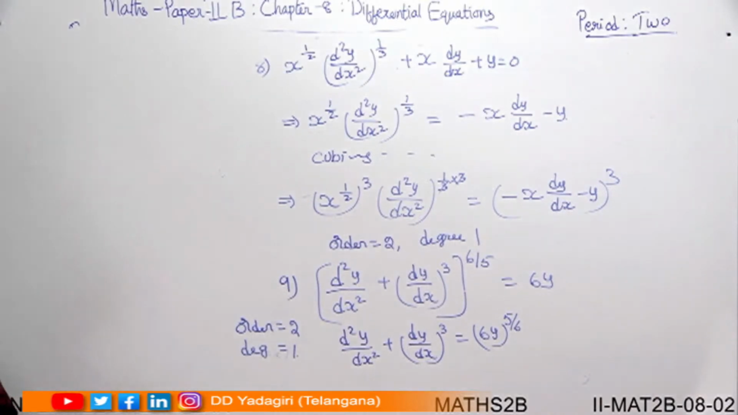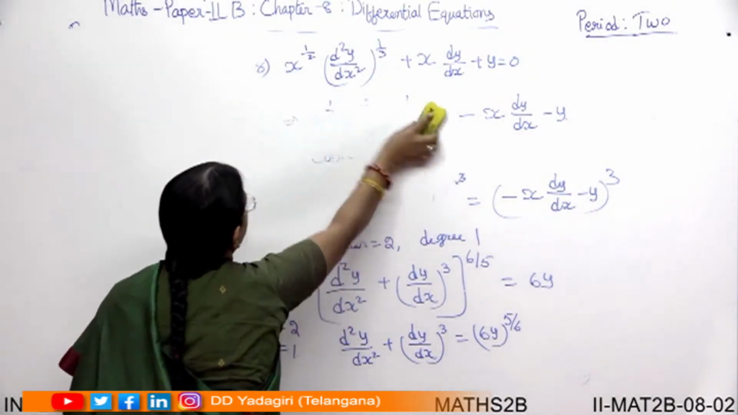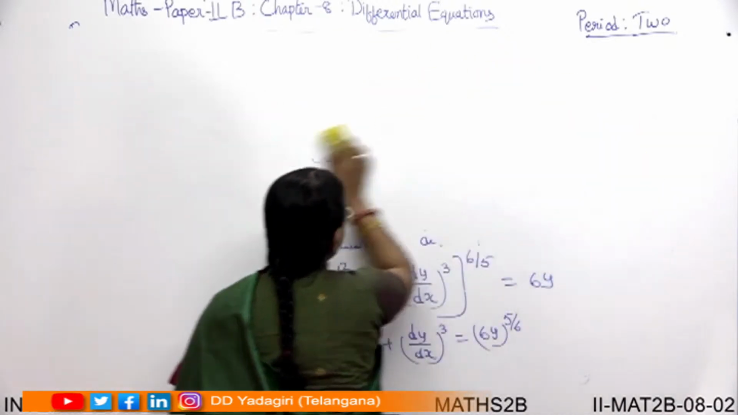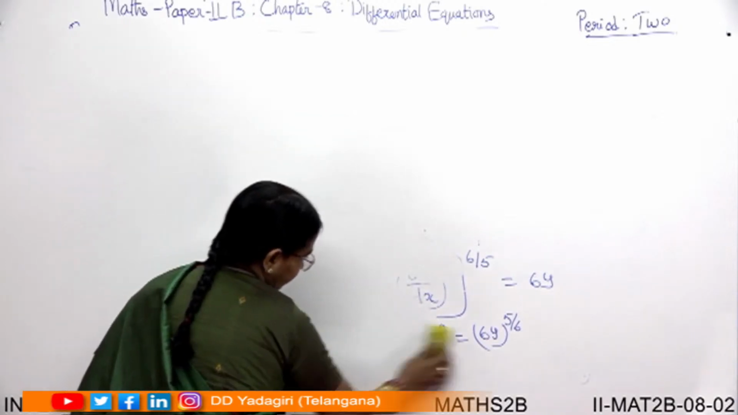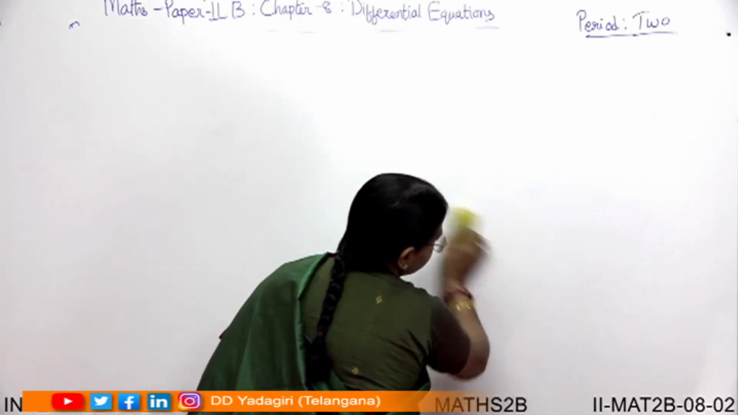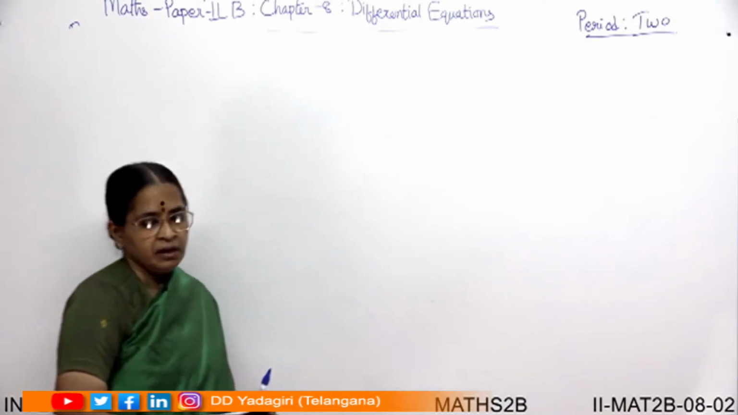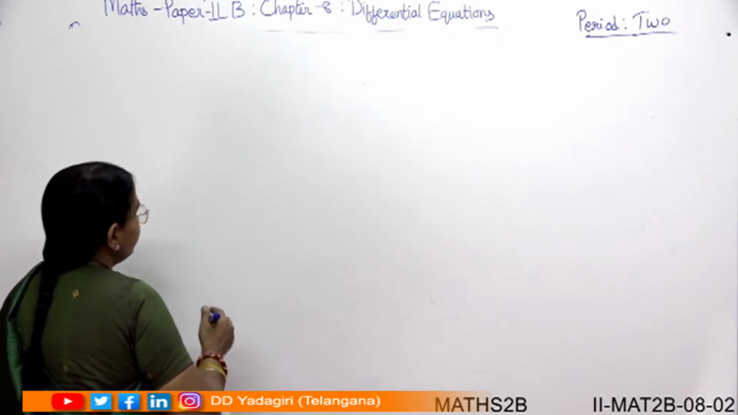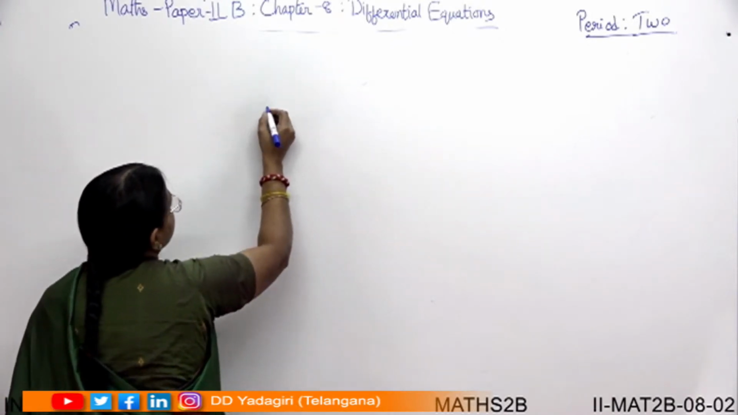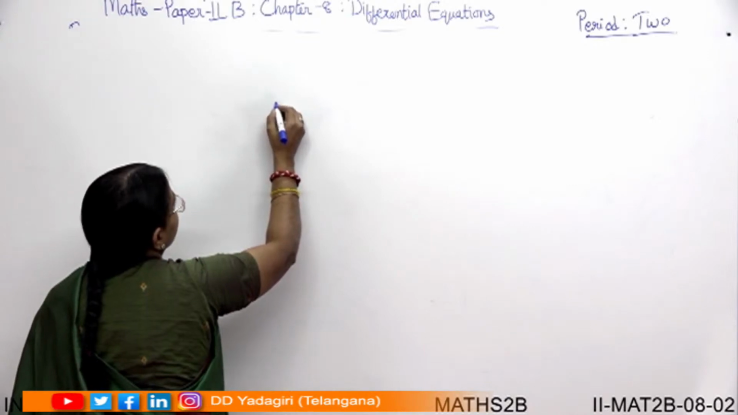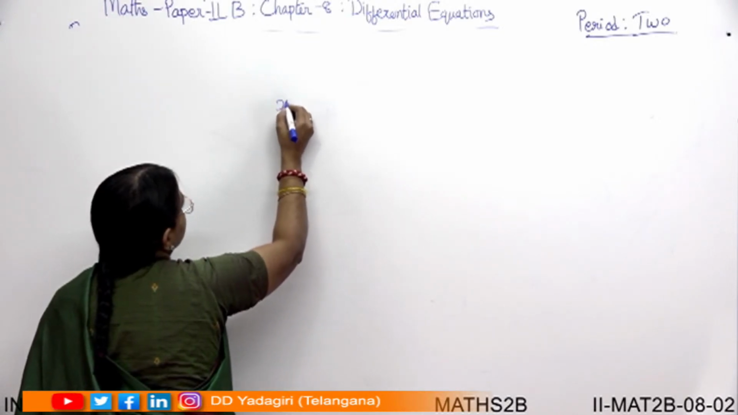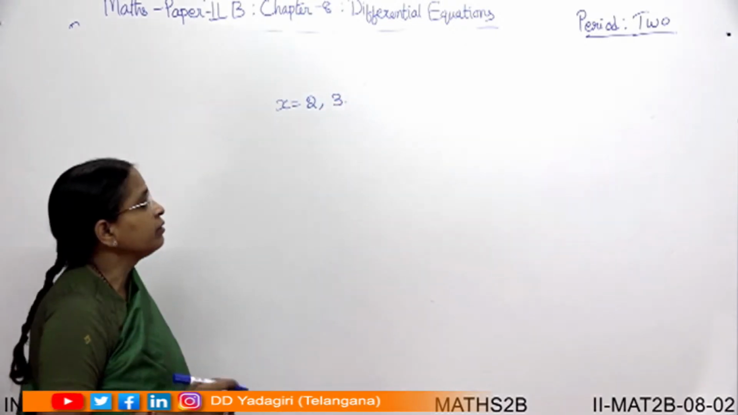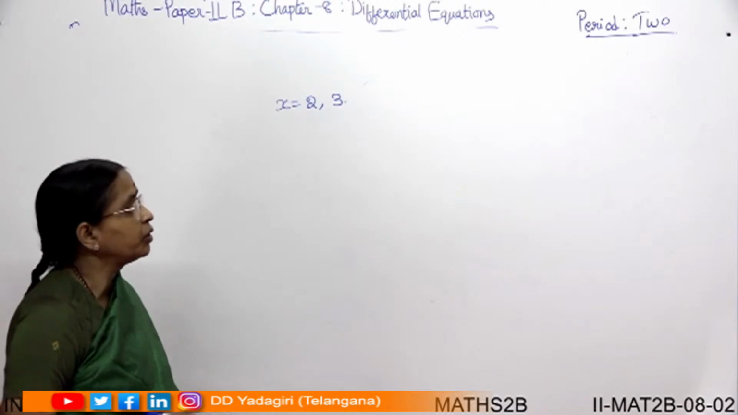And okay, now we'll learn about forming a differential equation when the solution is given, and then solving the equation when the differential equation is given. So there are two things here. First one is, suppose that we will take one example. Suppose that you are given x values, x is equal to 2 and 3. Find an equation whose roots are 2 and 3.